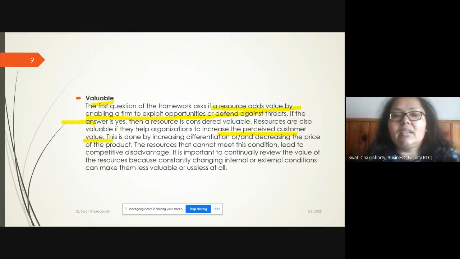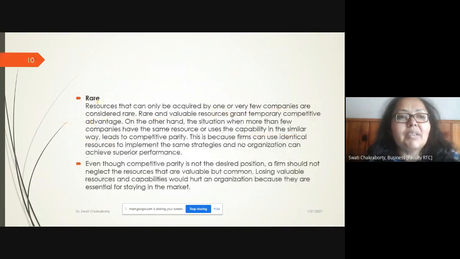And how is it done? Either by increasing differentiation or decreasing the price. So either using a differentiation strategy or a cost leadership strategy. Next comes rare. Can the resource be acquired by only one or very few companies? If so, then it's rare. Rare and valuable resources help in giving a temporary competitive advantage.